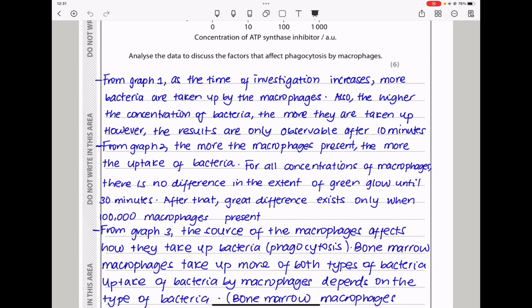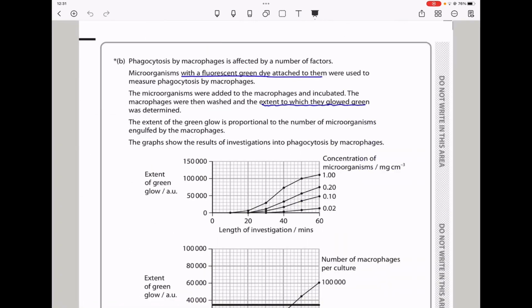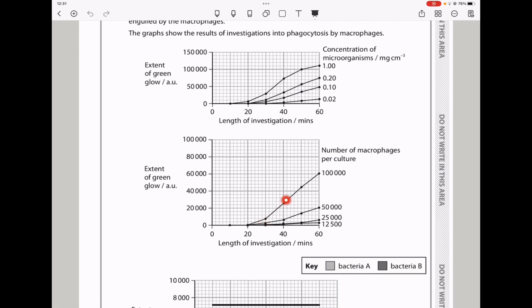From graph 2, the more the macrophage is present, the more the uptake of bacteria, and for all concentrations of macrophages, there is no difference in the extent of green glow until 30 minutes. After that, a great difference exists only when 100,000 macrophages are present. I will show you that here. We can see this is a greater difference that is going to be observed, but there is almost no difference until we see here. That is where they begin to separate, and we can see a distinctive difference with this, but these remain close until about 50, so there is great observation with higher number of macrophages.